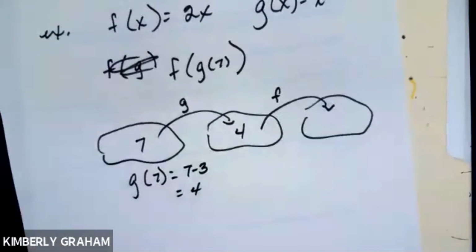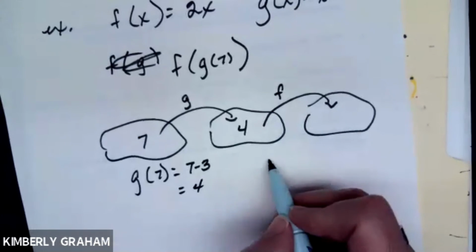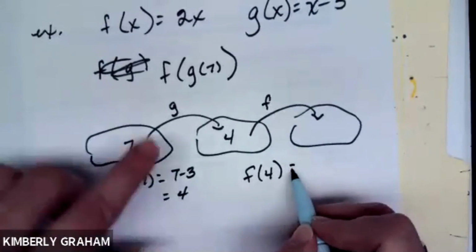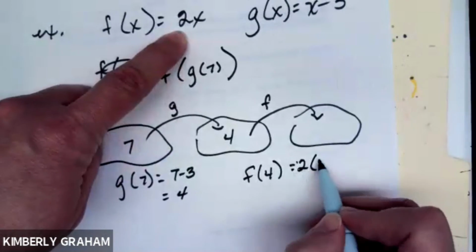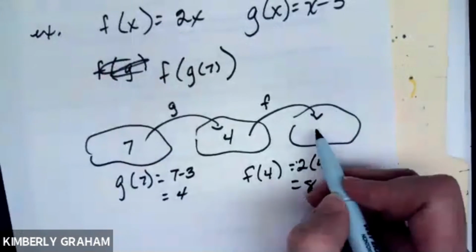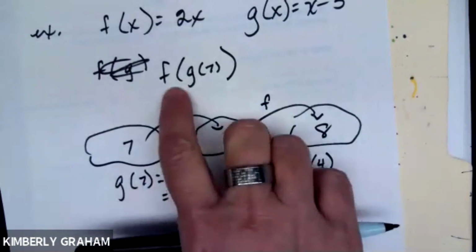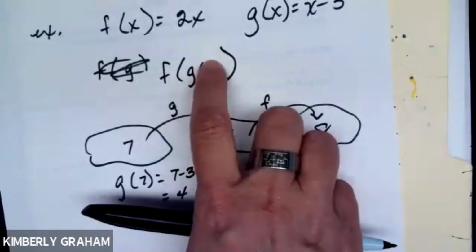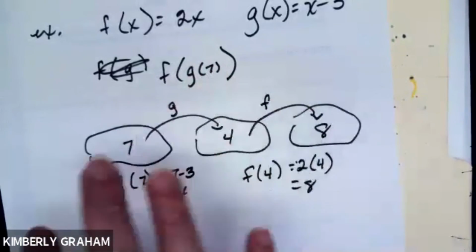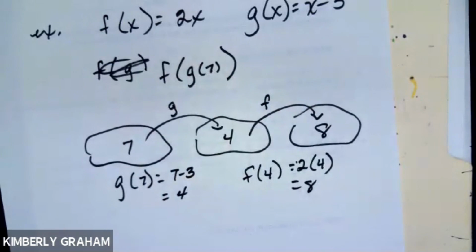So now 4 is the output of the g function. It's now going to become the input of my f function. So I'm going to find f of 4. So put 4 in here. I've got 2 times 4, and that's 8. So my final output is 8. Okay. So when we're given a composed function like this, we start with this inside part, evaluate that, and then whatever answer we get out, we put into the next function. And that is going to lead us into composing trig functions.